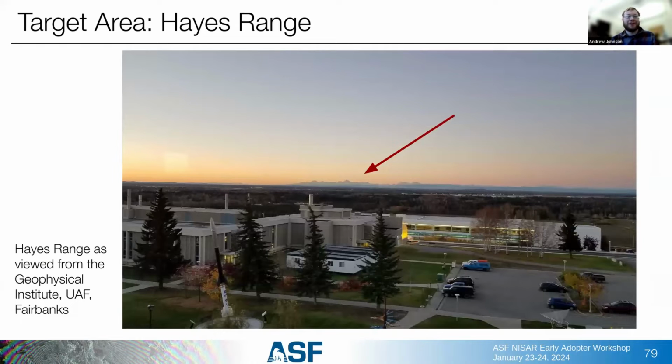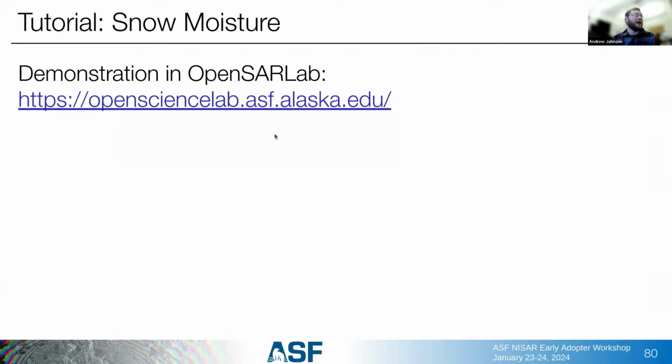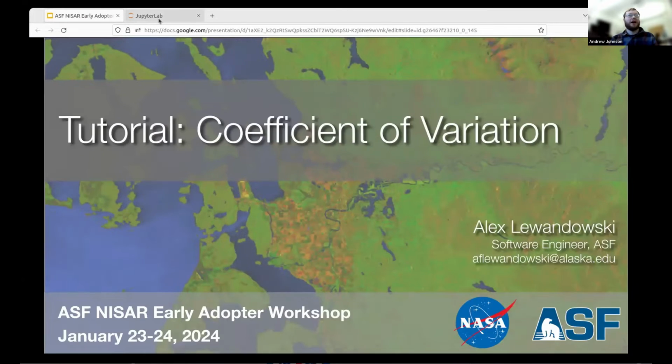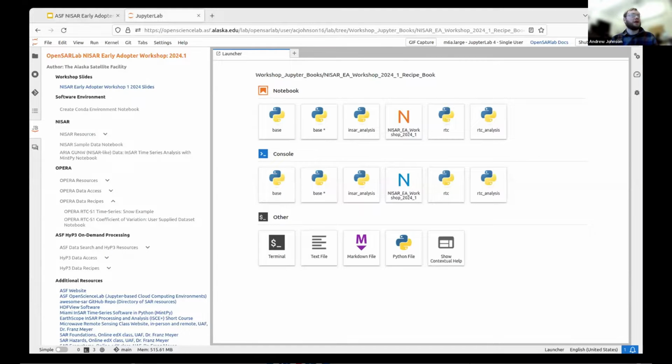Here's what these mountains look like from Fairbanks, from the Geophysical Institute where we work. So you can see these mountains. There's also Opera RTC data for these mountains going back through time, which is good, so that historical data exists, but I also like it because it's somewhere that I can look at and see. So with that, let's hop over to Open Science Lab, which I think I have to reshare this window.